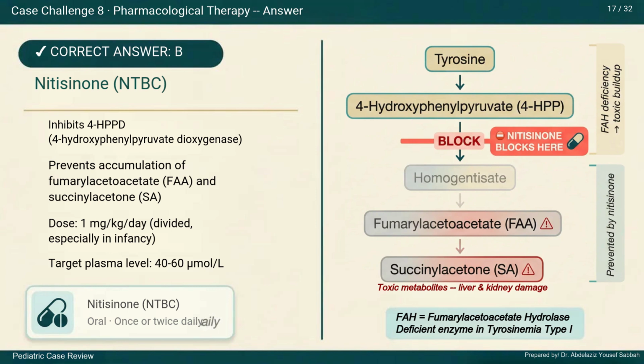The standard dose is 1 mg per kilogram per day, divided into 2 doses, especially in infancy. The target plasma nitisinone level is 40 to 60 micromoles per liter.